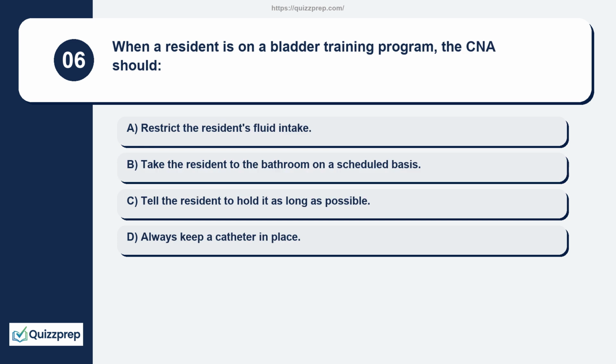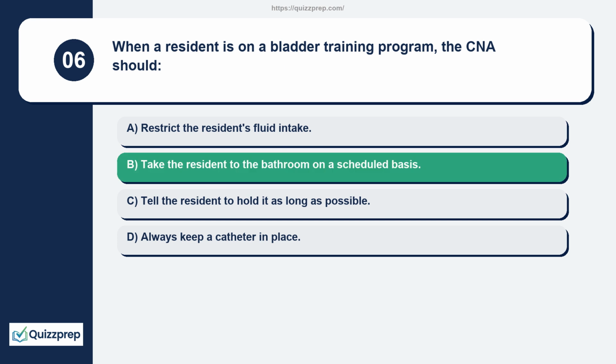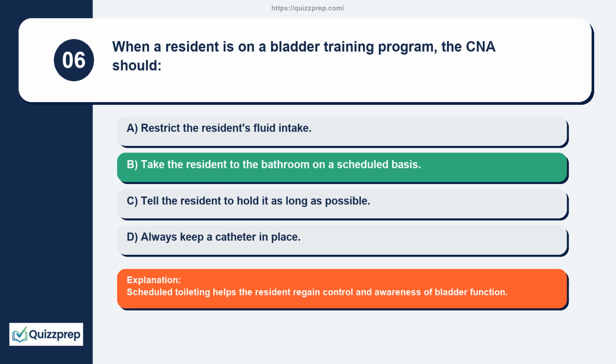Question 6. When a resident is on a bladder training program, the CNA should restrict the resident's fluid intake, take the resident to the bathroom on a scheduled basis, tell the resident to hold it as long as possible, always keep a catheter in place. Scheduled toileting helps the resident regain control and awareness of bladder function.